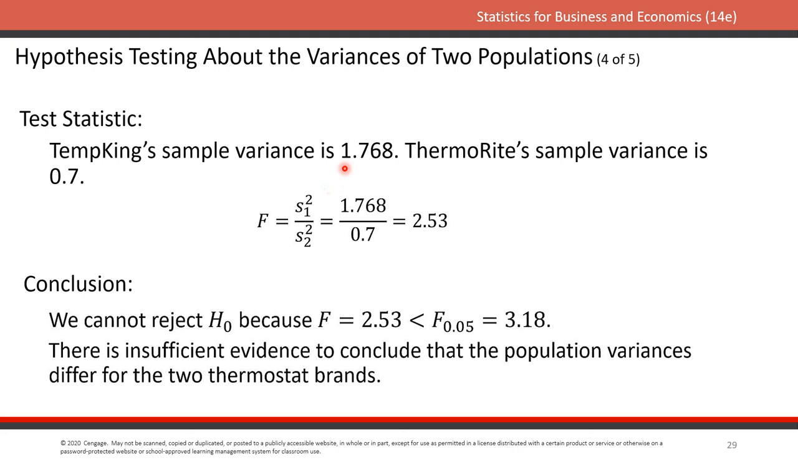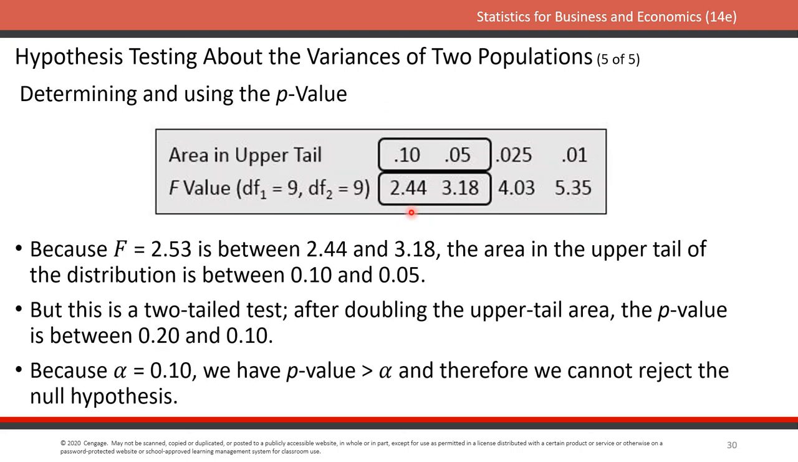Now, how would I determine a p-value in this? This was the critical value approach. Well, the honest answer is I use R, but for this, I can go to my table and figure out the different areas that could be in that upper tail. In this particular case, my F value fell between a 10% area in the upper tail and a 5% area in the upper tail. Now, because this is a two-tailed test, I'd have to multiply these by 2 to get the p-value for this particular problem.